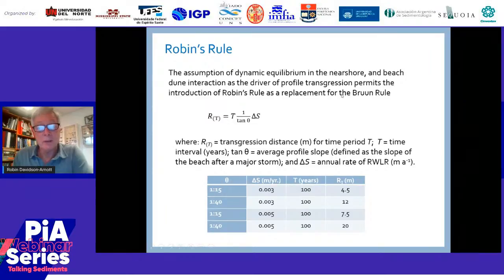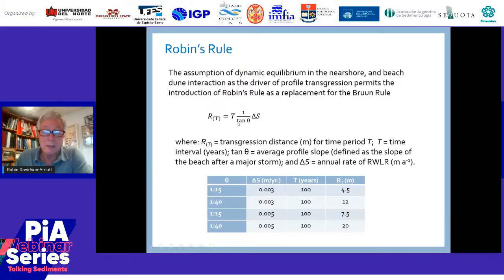So in the same way that you had a Bruun model and a Bruun rule, you can produce an equivalent to the Bruun rule, which we've termed Robin's rule. It wasn't me who suggested it. That was Bernie Bauer who suggested it, but Robin's rule sounds good to me. So Robin's rule, the equation that we use to predict R, which is the distance of transgression over the time period we're interested in, is similar in its formulation to the Bruun rule. You can produce a whole series of them. The key components, again, are that the actual recession distance is a function of the time period that we're interested in, the slope, and the increase in sea level.